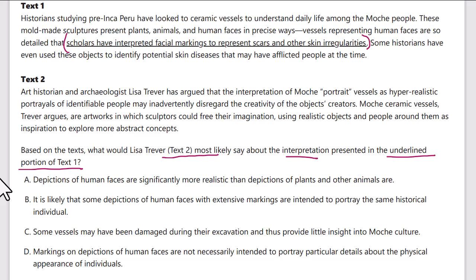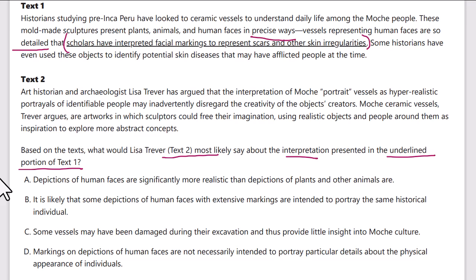So historians studying pre-Inca Peru have looked at ceramic vessels to understand daily life among the Moche people. These mold-made sculptures present plants, animals, and human faces in precise ways. Vessels representing human faces are so detailed that scholars have interpreted facial markings to represent scars and other skin irregularities. Whoa, so they're basically saying they were so detailed that they actually could put on the sculptures a person's scars or something weird about their skin. That's pretty amazing. Let's see what text 2 says. I'm sure they're going to doubt that.